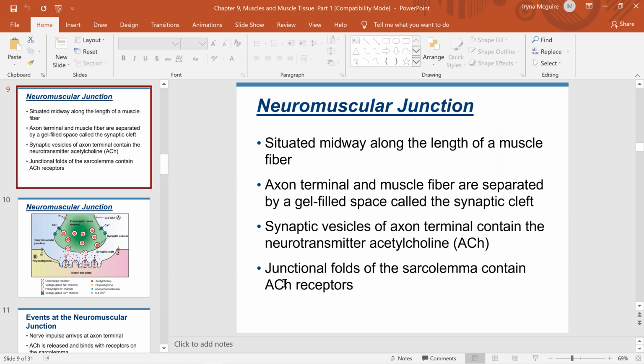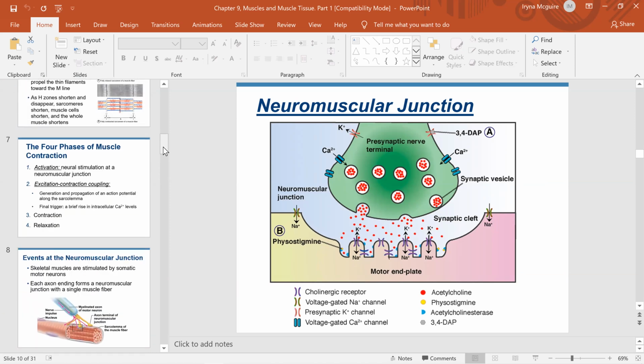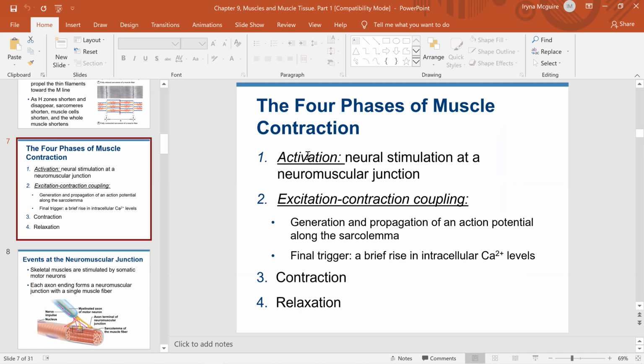The synaptic vesicles of the axon terminal contain acetylcholine, that is the neurotransmitter. Junctional folds of the sarcolemma contain acetylcholine receptors. Okay, here you see this. This is our junctional folds that form this end plate, and they have receptors for acetylcholine, right? That makes sense? The process we're discussing right now is activation, right? So that's activation.